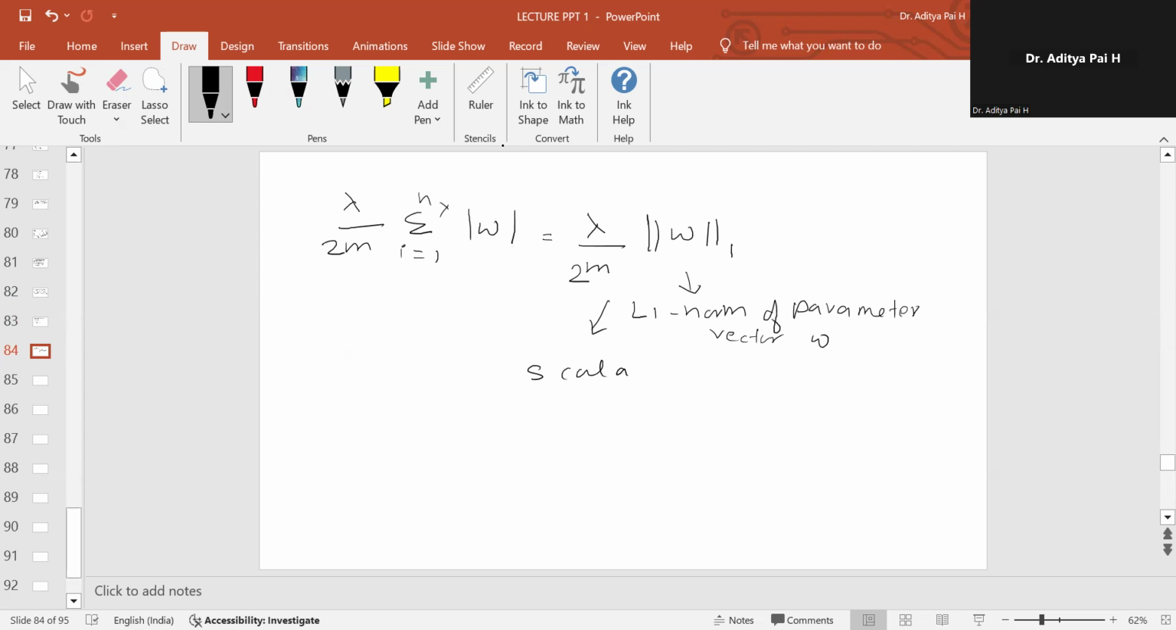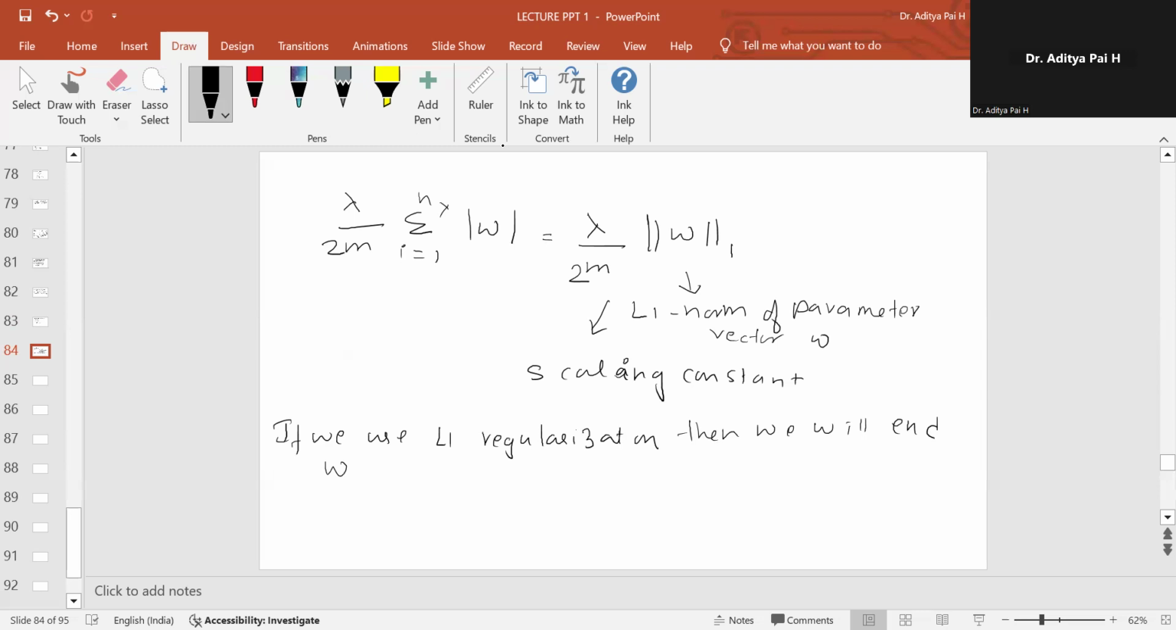If we use L1 regularization, then w will be sparse.